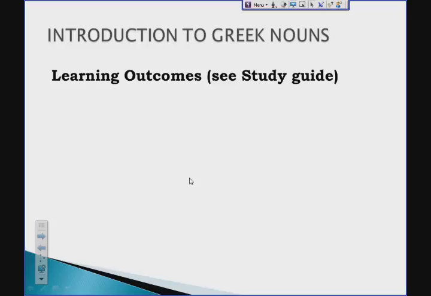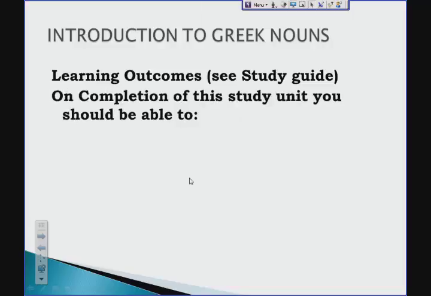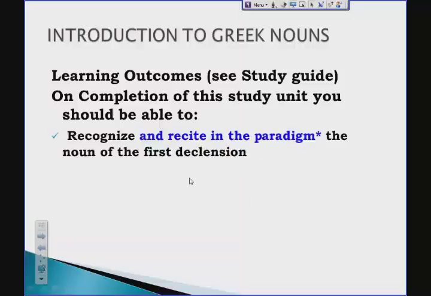You spoke about nouns, but from the Afrikaans and English or any other language perspective. But today we want to focus on nouns of the Greek language, and how we analyze them and so forth. So on completion of this study unit, you should be able to, and I emphasize this because this is what we seek to achieve in today's class.